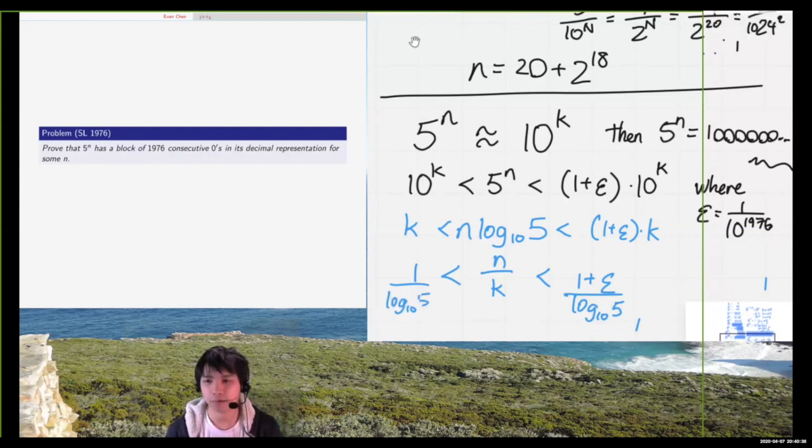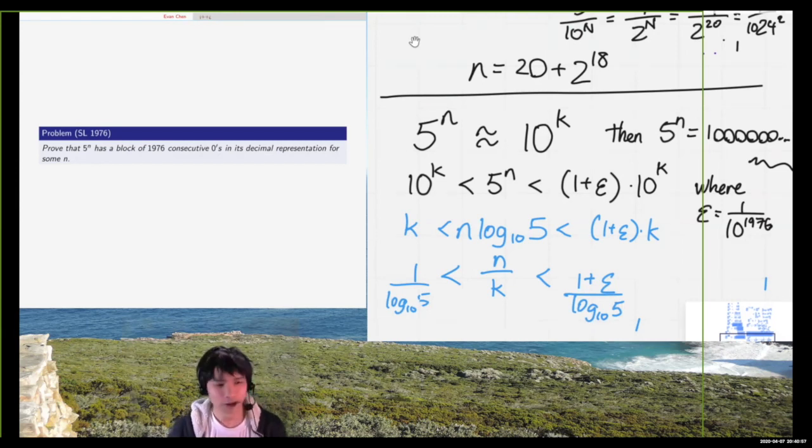So you can do it with pigeonhole, but you don't even need that. You can just say, if I have two different real numbers, there's a rational number between them with some denominator. And when I take this n and k, you'll recover some n for which 5 to the n is very close to a power of 10. So that will also be good enough.